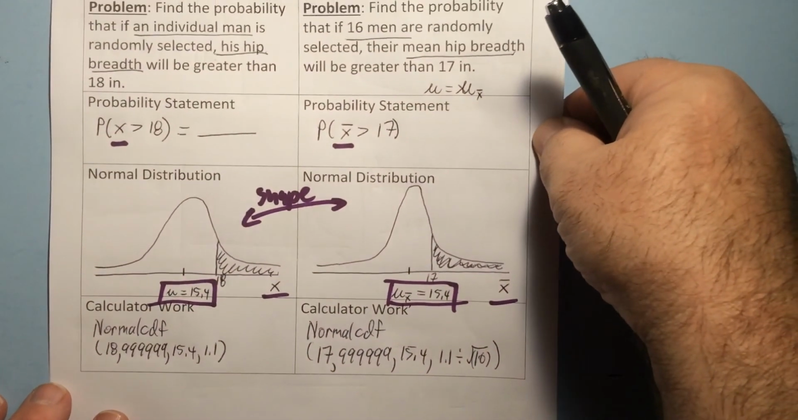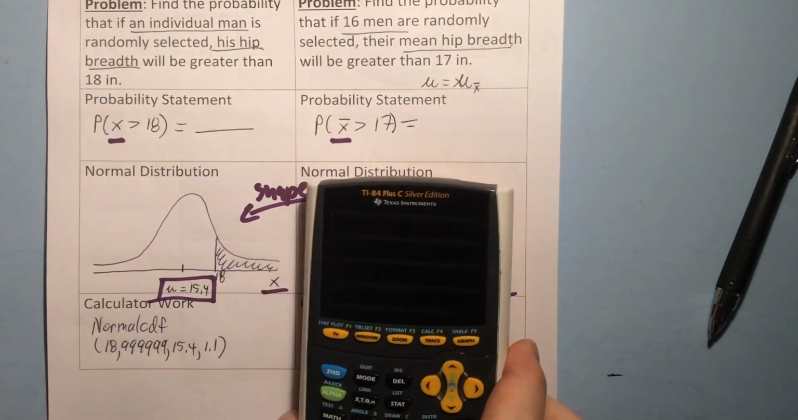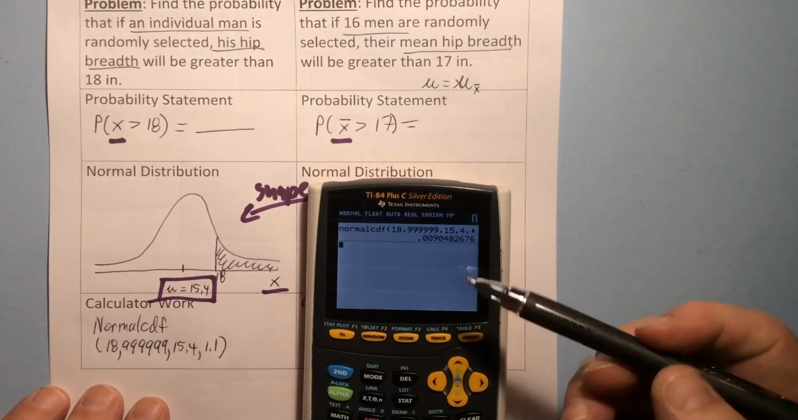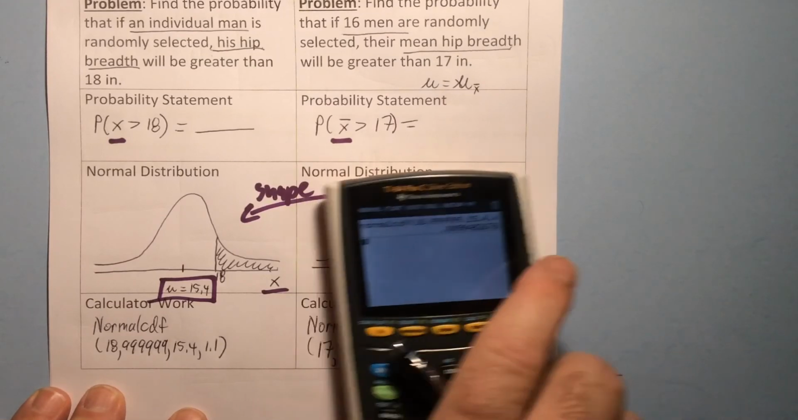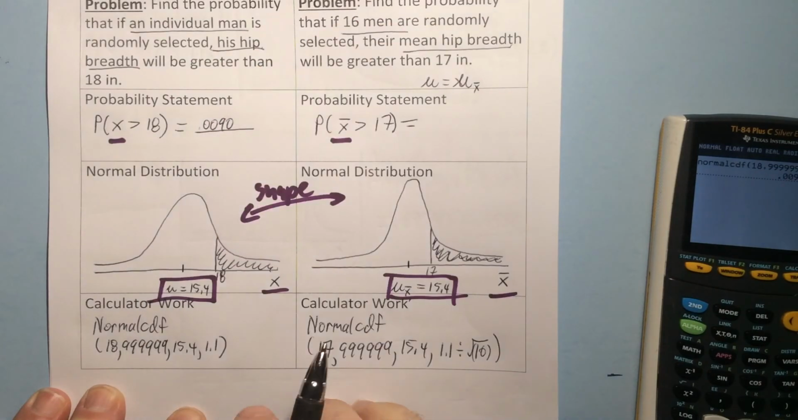I'm going to show all of this work that I have here, and we'll calculate each of these. The first one I calculate is right here, the second distribution. So this will be 18, 15.4, 1.1. And notice that this is about 0.0090, so a pretty small percent.